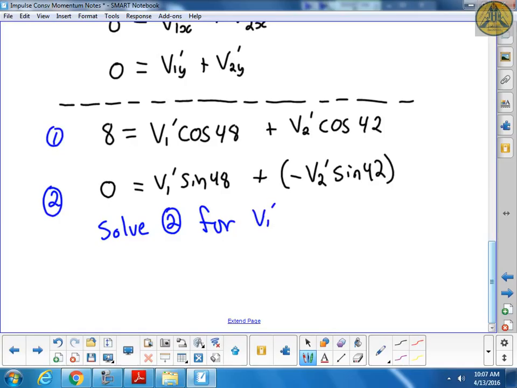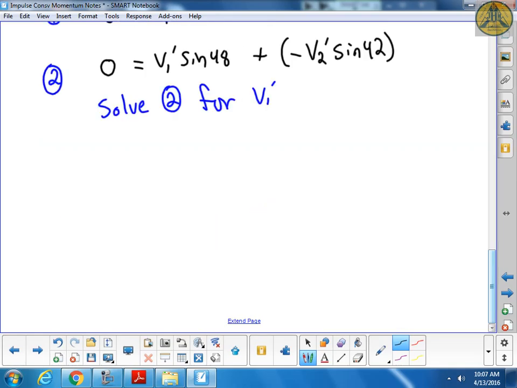V1 prime. Okay, so I've added the V2 sine 42 to both sides, and now I'm going to divide both sides. You hit sine 48? Yep, I hit sine 48 and sine 42 in my calculator, just to have the numbers in. Because it's not like the projectile problems where it simplifies to tangent or anything like that. They just need to work them out. So divide both sides by the 0.4743.